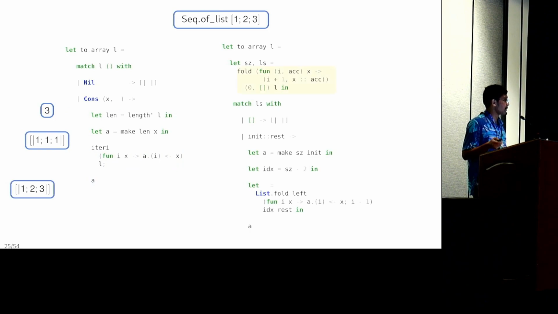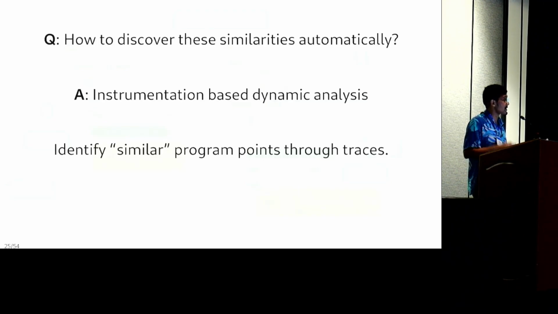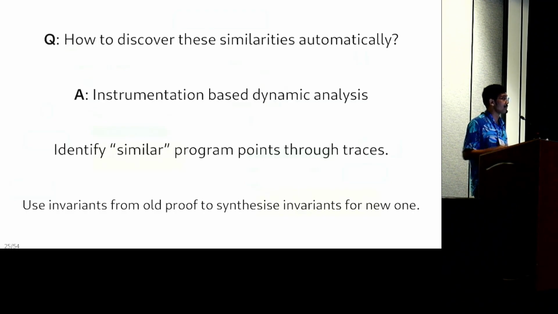And we do the same with a new program. For example, here, size now takes the value 3, and so on and so forth. By comparing program points and the values that flow into them, we can automatically determine these kinds of similarities. So we can then backport these similarities back to the original proof, and thereby use invariants from the old proof to synthesize invariants for the new one.